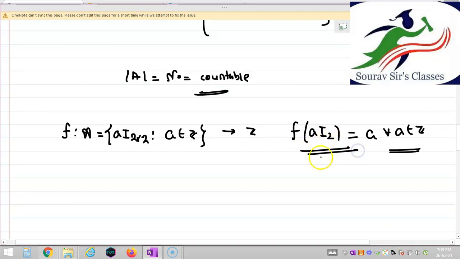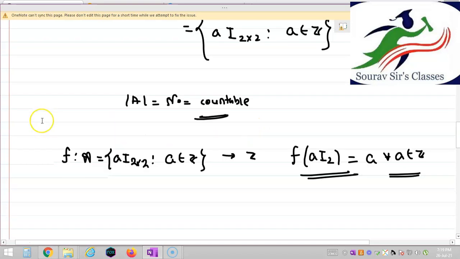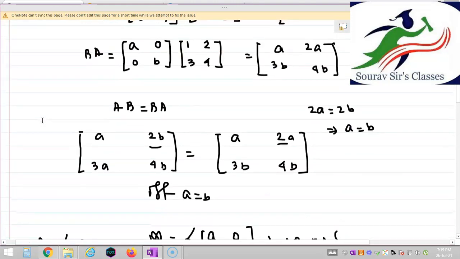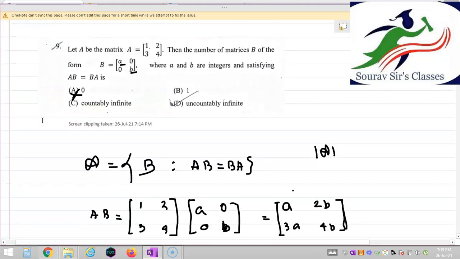As this mapping is bijective, the cardinality of script A is equal to the cardinality of this set, and as this set is countable, it is countably infinite. So I can say option C is our correct option. So for the question number 9, option C is our correct option. So we have solved the question number 9, right? So let's solve the question number 10.